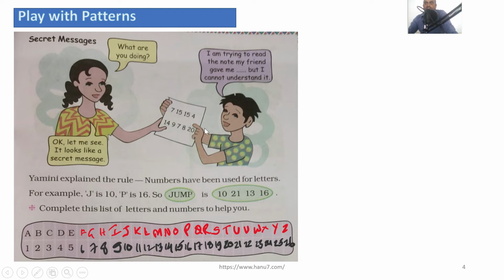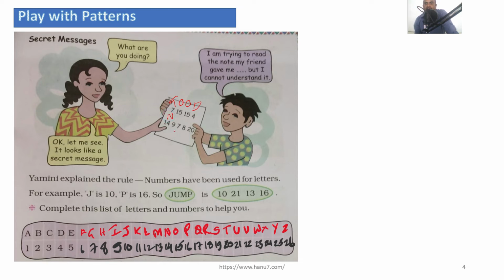Can you tell from this, 7, 15, 15, 4, 7 is how much? G, and 15 is how much? O. So 7 is G, O, O, and 4 could be D. Good. And 14 is what? 14 is N. Now I think you are getting the message.